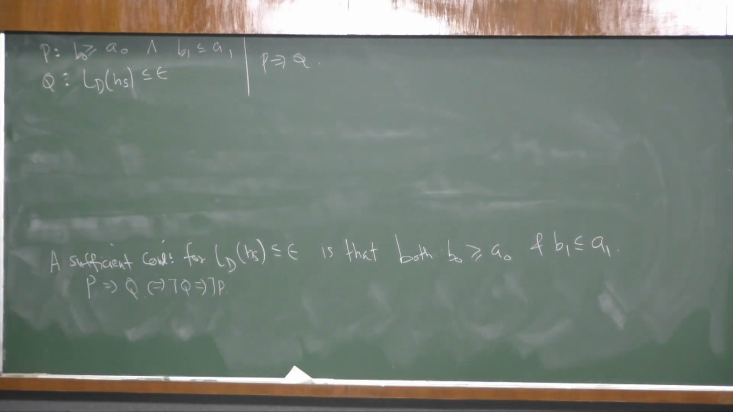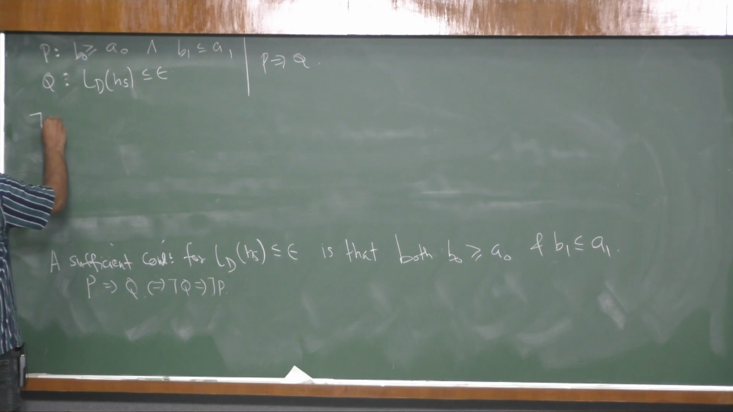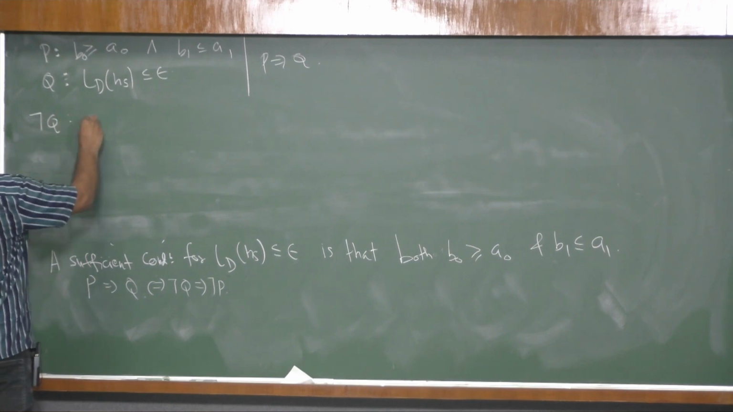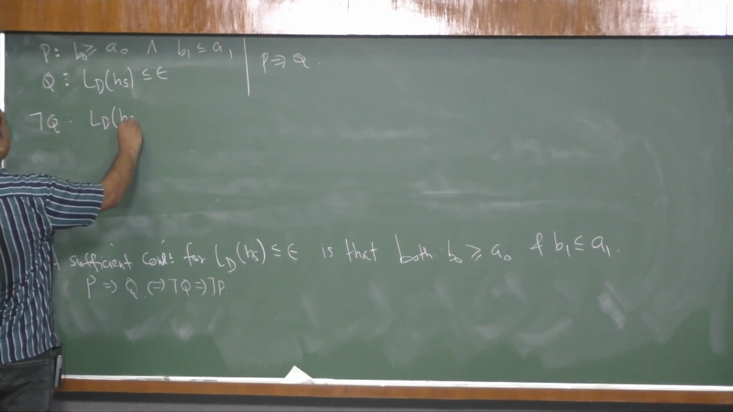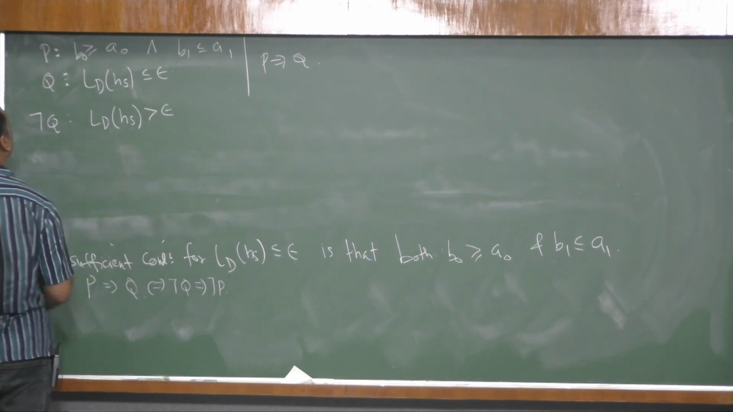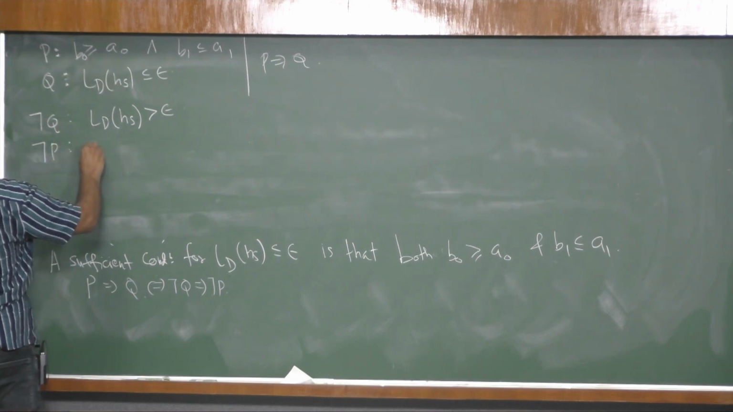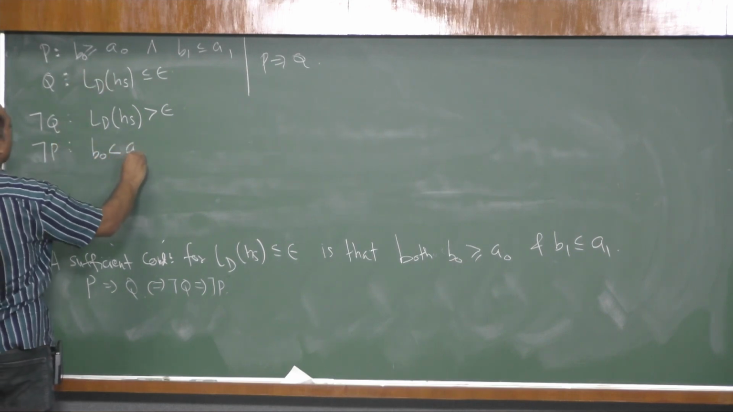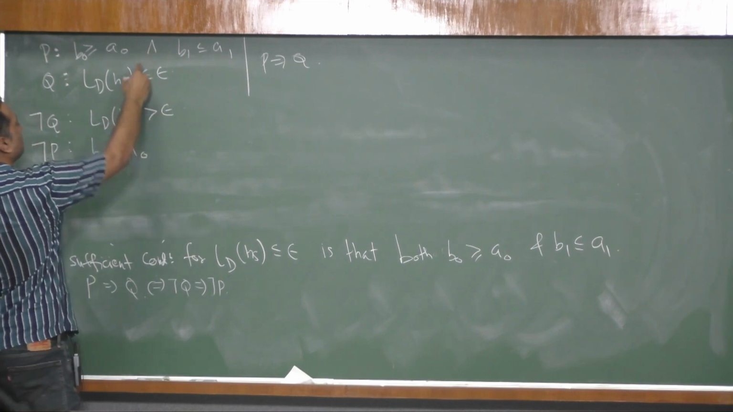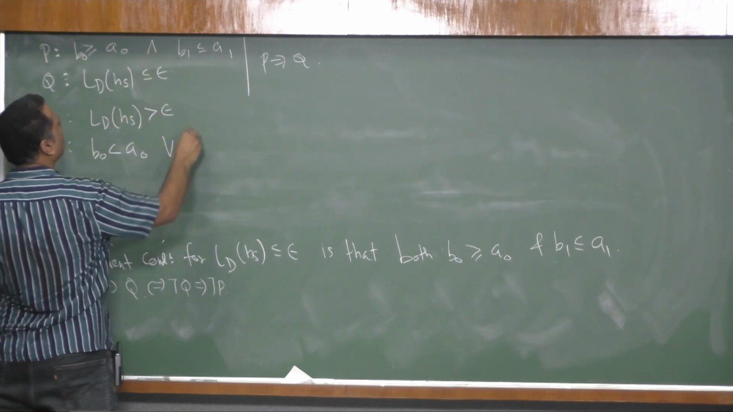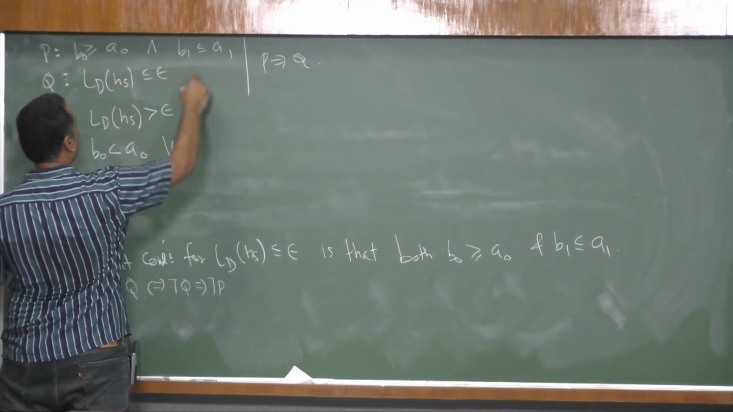So in other words, we can say that not Q implies not P. So not Q is the statement that LDHS is greater than epsilon, and not P is the statement that B naught less than A naught, or B1 greater than A1.